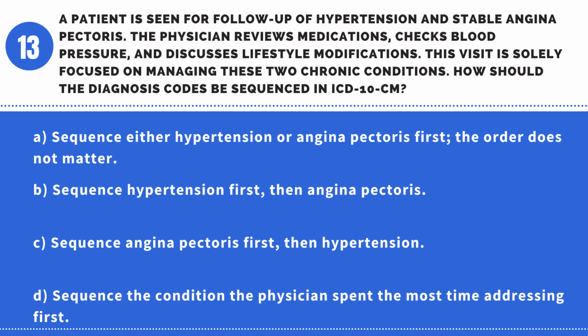Question 13. A patient is seen for follow-up of hypertension and stable angina pectoris. The physician reviews medications, checks blood pressure, and discusses lifestyle modifications. This visit is solely focused on managing these two chronic conditions. How should the diagnosis codes be sequenced in ICD-10-CM?